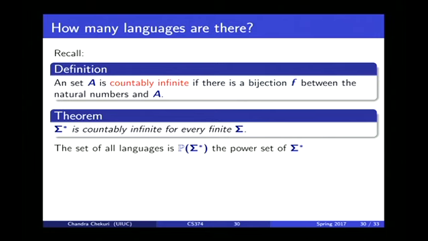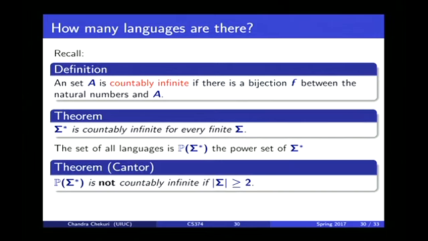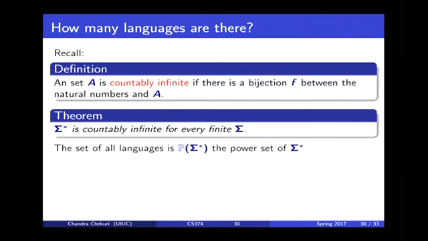the following question. How many languages are there? It's a little different question. What is a language now? A language is a subset of strings. So I'm not asking how many strings there are, but how many languages there are. Every subset of strings is a language, so it's the number of subsets of strings. What is it? It is the power set of the set of strings.